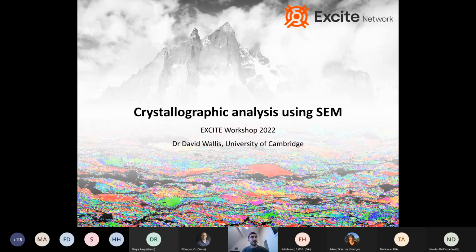Just to say from the outset, the various types of crystallographic data that we can get in the SEM are particularly diverse. So my main aim here is to give you an overview of the different flavors of types of data that we can get without going into too much detail. And I'm more than happy to talk about the specifics later in the day.